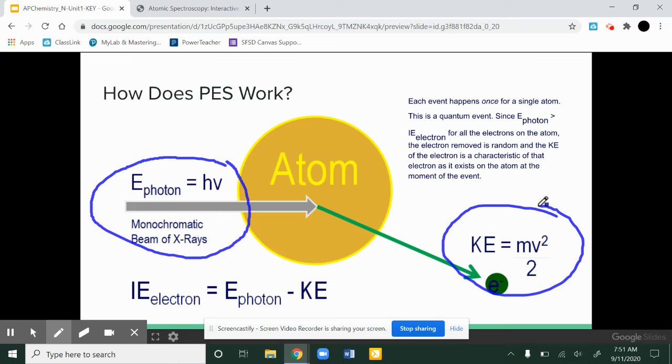We're actually going to go through in class a simulation which shows you how this works in motion. But we measure the kinetic energy of the ejected electrons, and we can use that kinetic energy to make an estimation as to what the binding energy was, which means the energy that was holding that electron in place. Different subshells of electrons are going to have different attractions to the nucleus depending on the level of shielding, how far they are away from the nucleus, and so on and so forth.